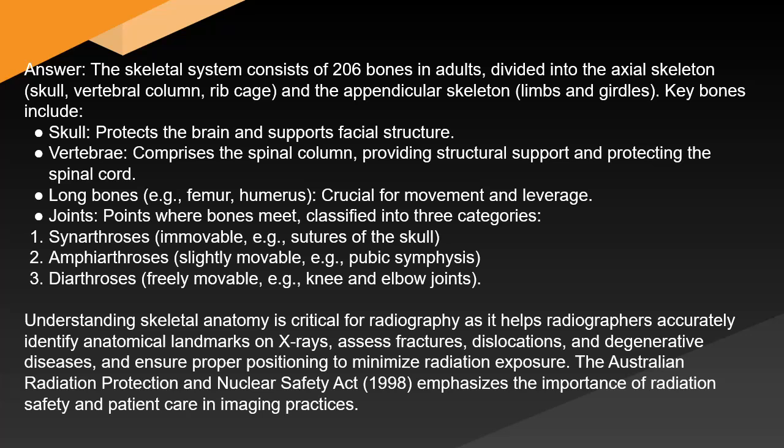Joints, points where bones meet, classified into three categories: synarthroses, immovable, e.g. sutures of the skull. Amphiarthroses, slightly movable, e.g. pubic symphysis. Diarthroses, freely movable, e.g.